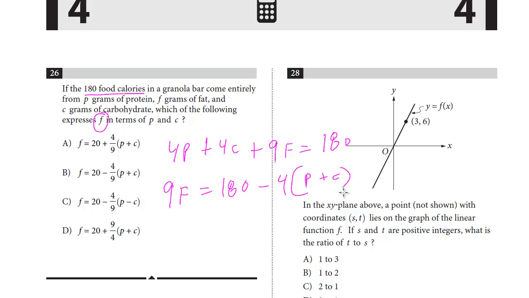plus C, right? And the last step is we want to isolate F, we want to get rid of this 9, so we're going to divide everything by 9, and so then we get F by itself. We know 180 divided by 9 equals 20, and this doesn't reduce, this is going to be a fraction, so it's going to be minus 4 over 9 times the quantity P plus C, and that is the answer, choice B.